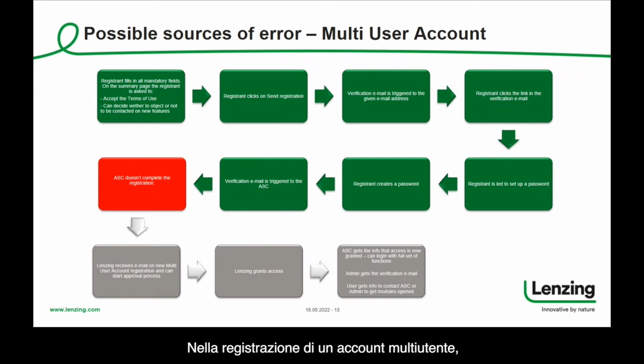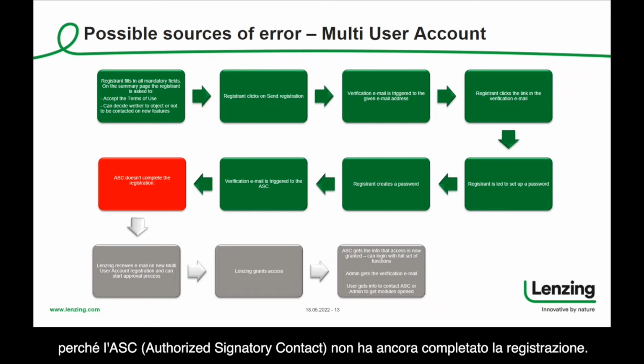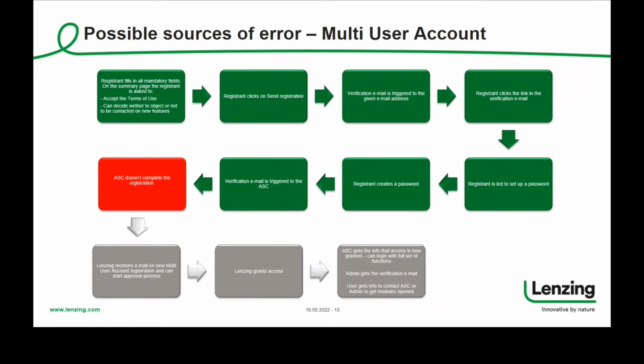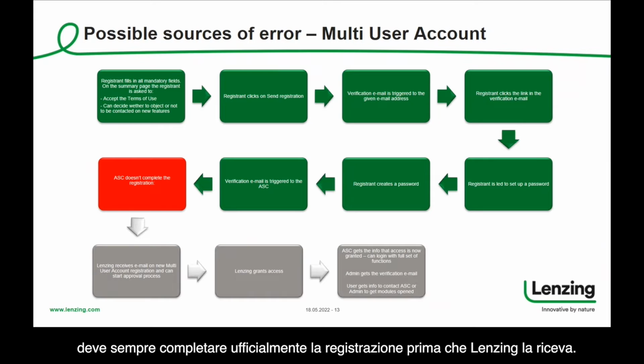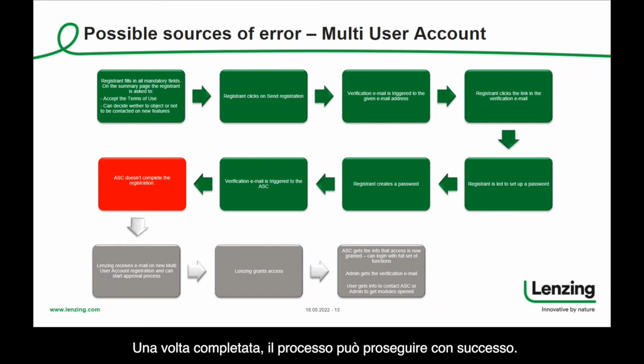In a multi-user account registration, it may happen that the process is stopped because the ASC, the authorized signatory contact, has not yet completed the registration. The ASC, being the owner of the multi-user account, always has to officially complete the registration before Lenzing receives it. Once this is done, the process can then successfully continue.